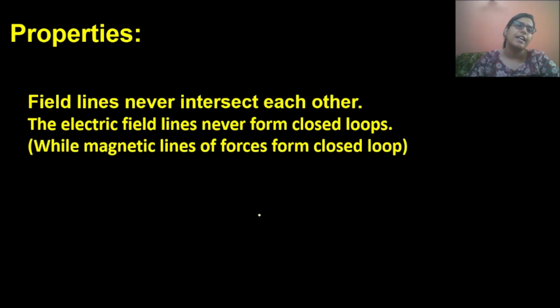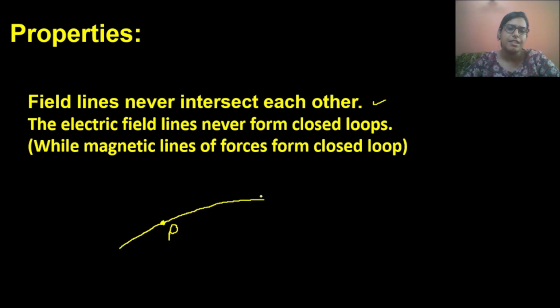Now, electric field lines never intersect each other. Why? First we will understand this. Suppose there is a point P and one field line is in this direction and the other electric field line is in this direction.